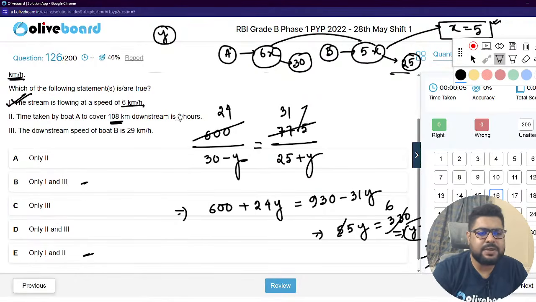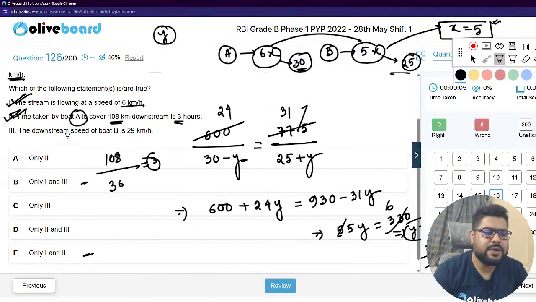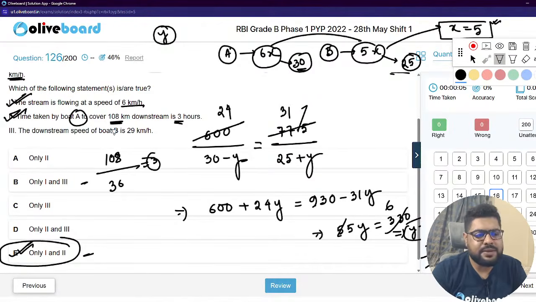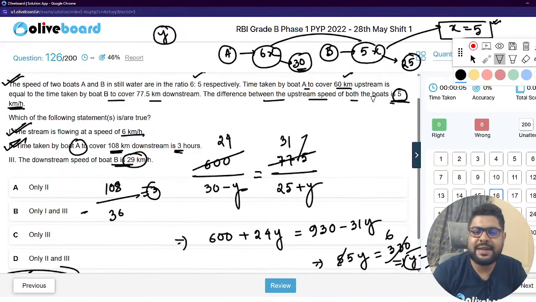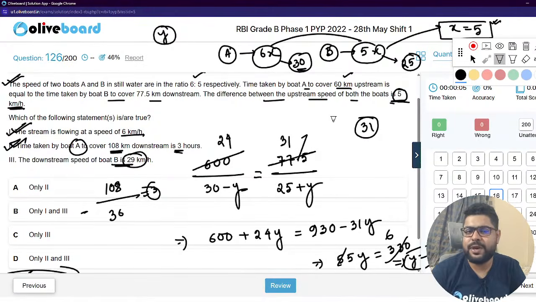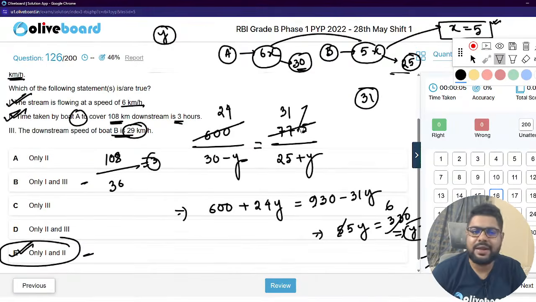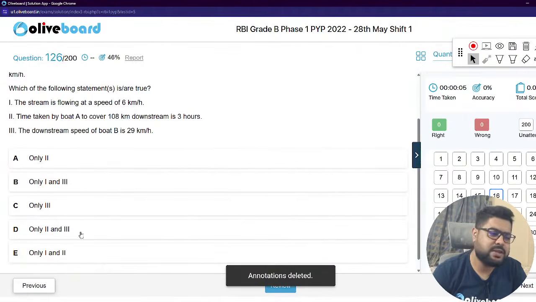108 kilometers downstream in 3.6 hours for boat A. Let's see. Downstream distance by downstream speed. Boat speed is 30 and stream is 6. So yes, sir, this is also correct. So 1 and 2 are the only possible answer, option E. If you still want to check, the downstream speed of boat B is 29? No, sir, because 25 plus 6, the downstream speed will be 31 for boat B, not 29. So your answer is that 1 and 2 are correct, which is option number E.